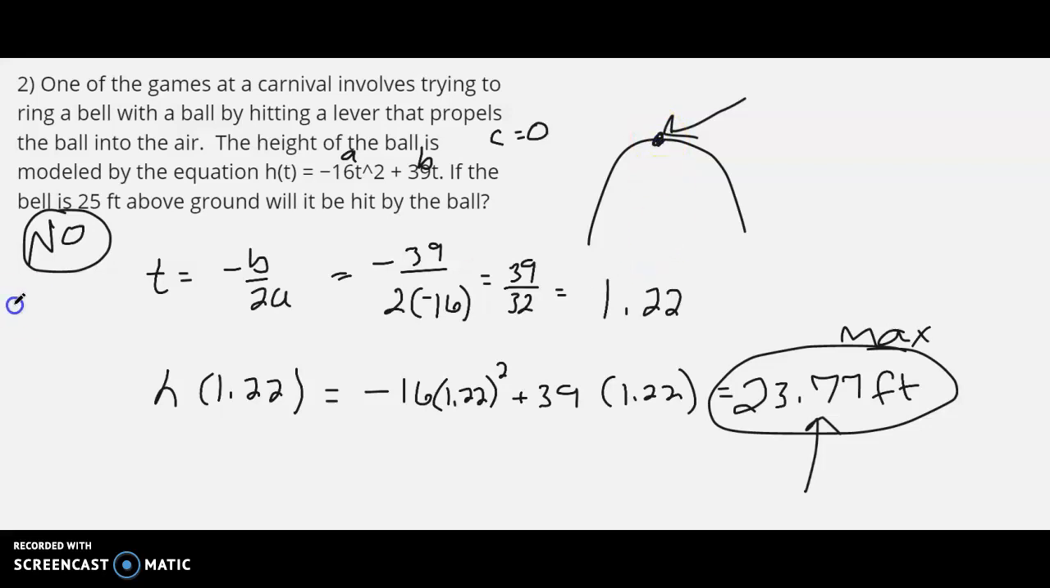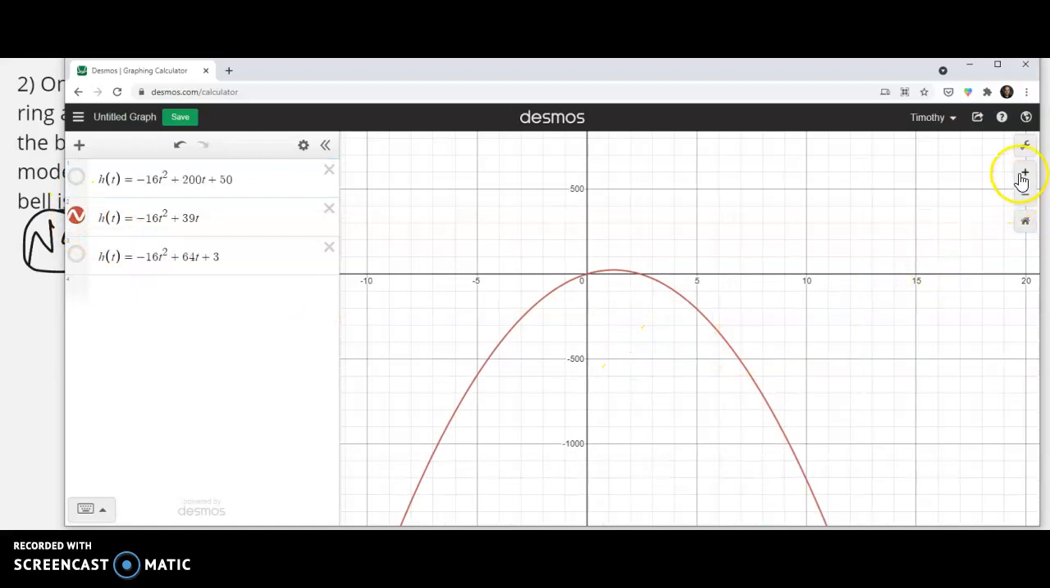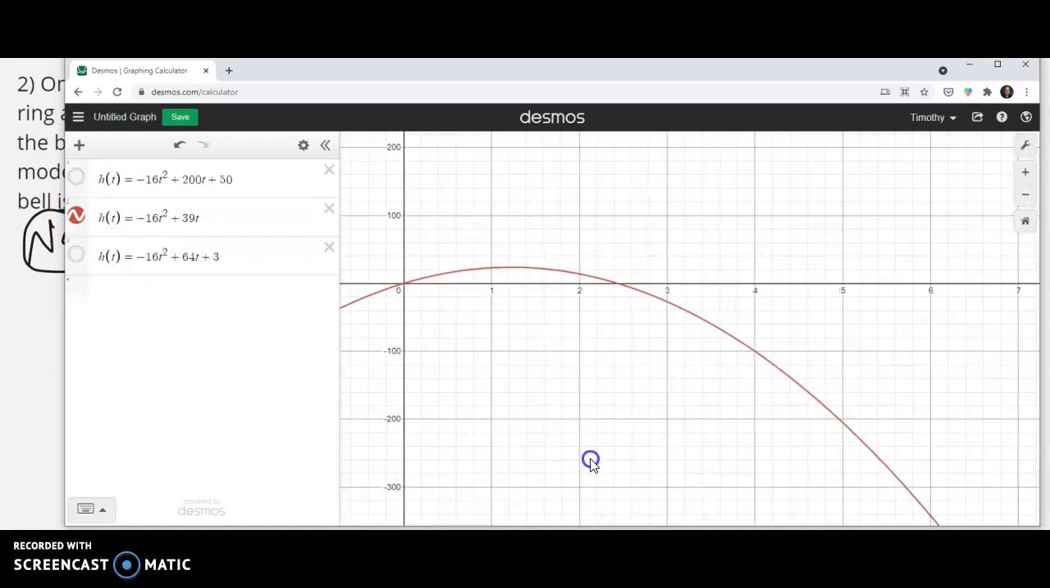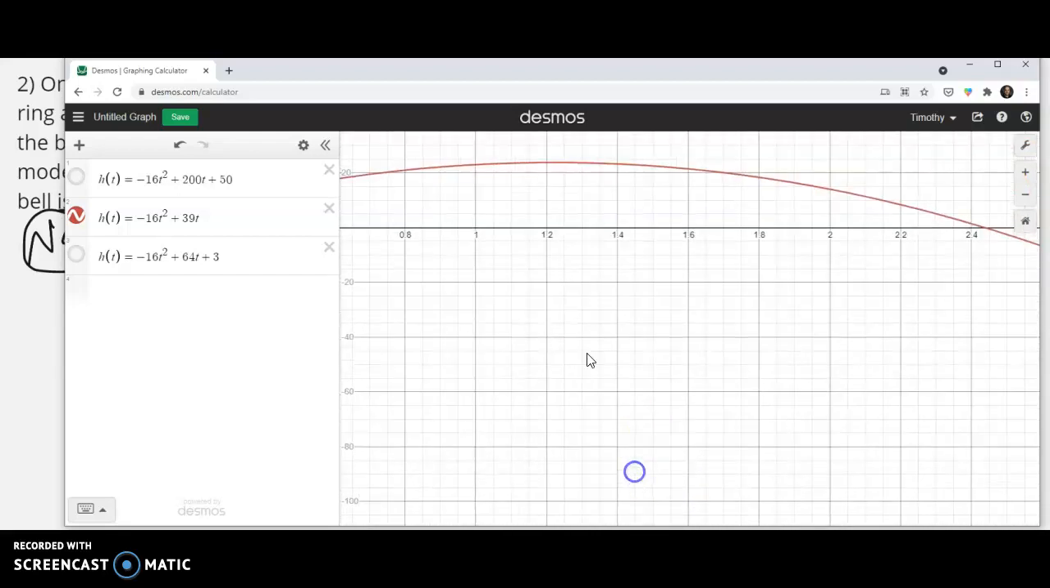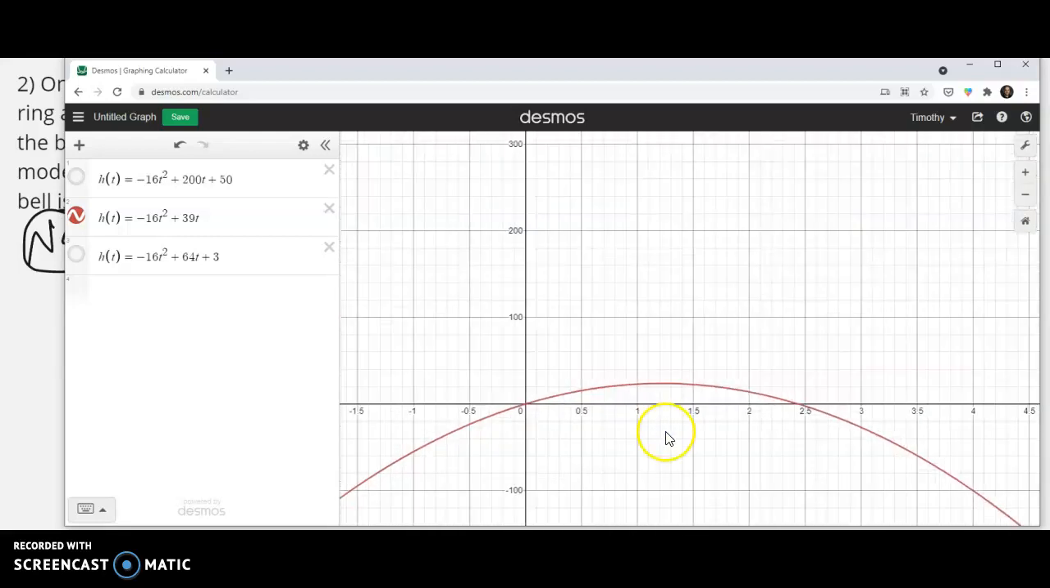All right. Let's look at this on Desmos so we can see it for ourselves. Here's our function, negative 16t squared plus 39t. Let's zoom in a little bit here to see this. All right. Here's our starting point. We start down there at the origin. Person hits it. Maximum height right here. There it is. Look at that, 23.77.